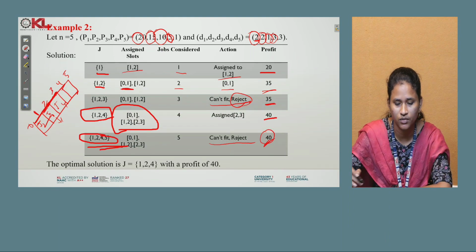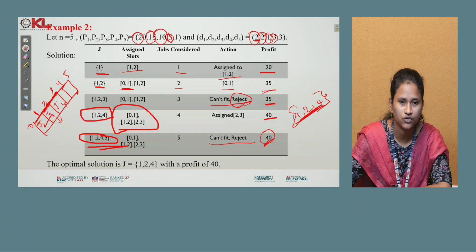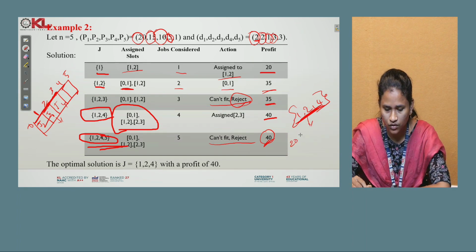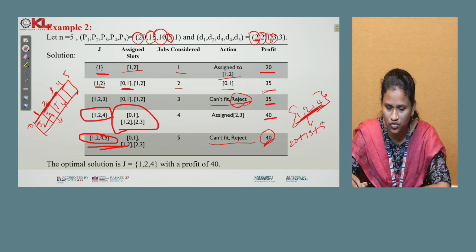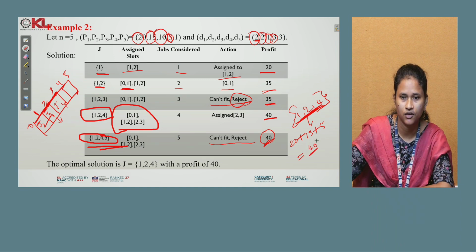The final set will be 1, 2 and 4. So this is the order we have chosen. The profit values are: job 1 profit value 20, plus job 2 profit value 15, plus job 4 profit value 5, and the total is 40.